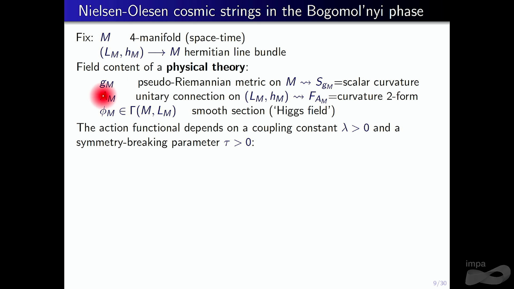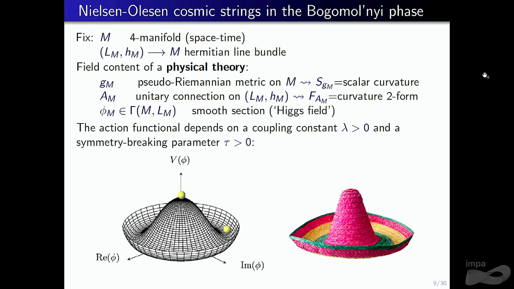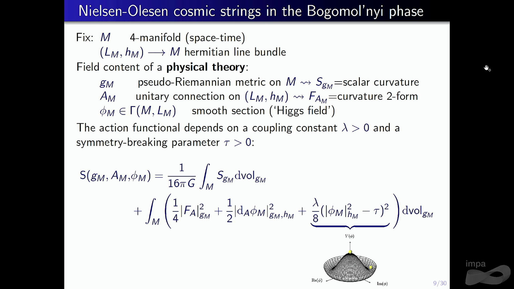Space-time with a pseudo-Riemannian metric, a unitary connection on a Hermitian line bundle, and a smooth section of that line bundle. Then you write the usual Lagrangian, which depends on two parameters, lambda and tau. Then this is the action, the usual action you write that has symmetry breaking, given by this.